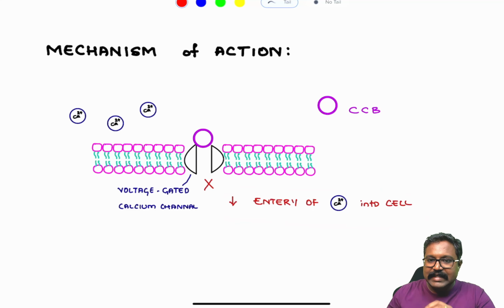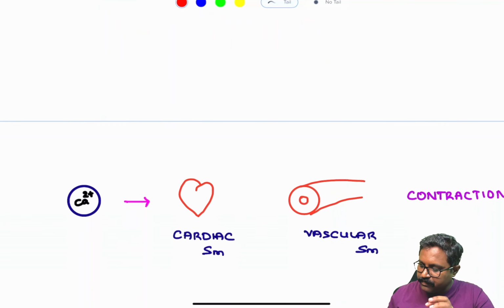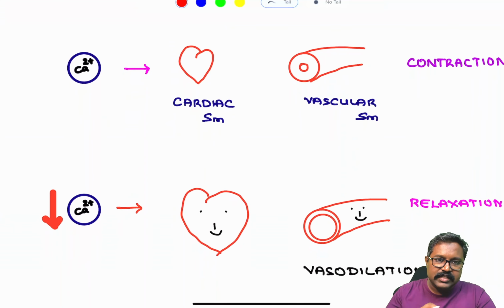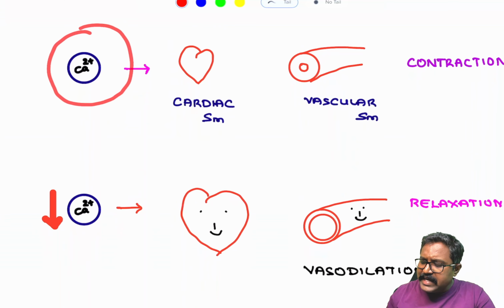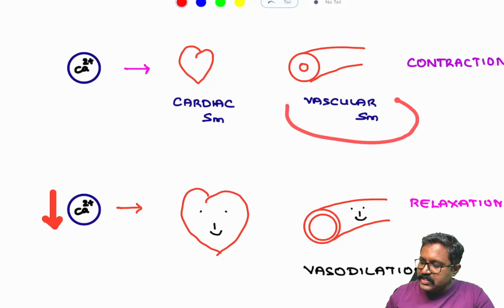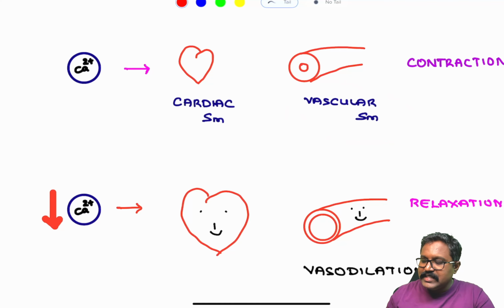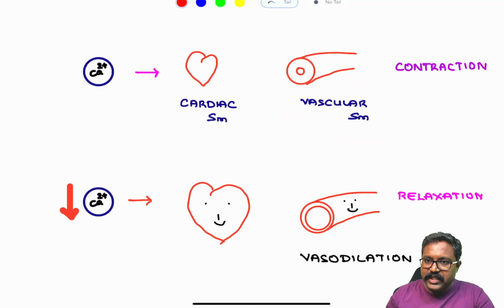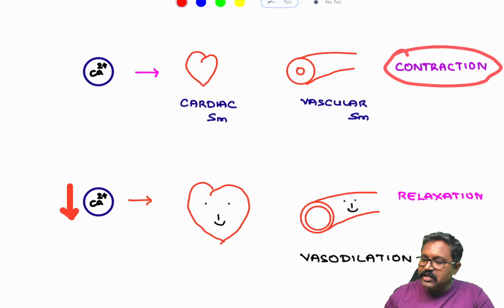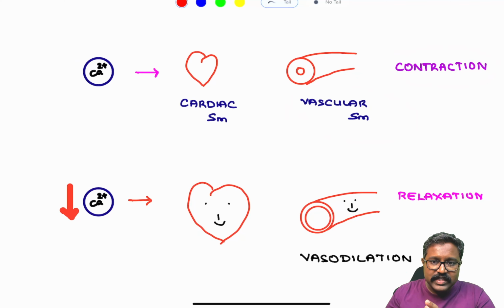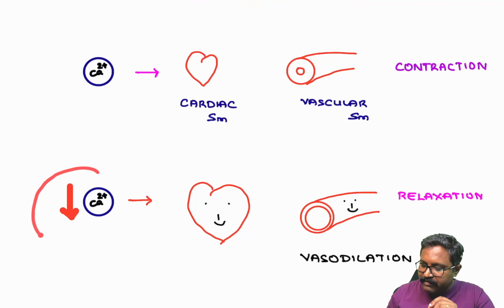So once there is a decrease in the entry of calcium into the cells, what happens to the contraction and the conductance? It is going to reduce. So let us take individual examples. Whenever calcium acts in the cardiac smooth muscle as well as the vascular smooth muscles, the end result will be the contraction of the vascular smooth muscles as well as the cardiac smooth muscles. Now whenever you give a calcium channel blocker, what happens to the calcium entry into the smooth muscles? The calcium entry will be reduced.